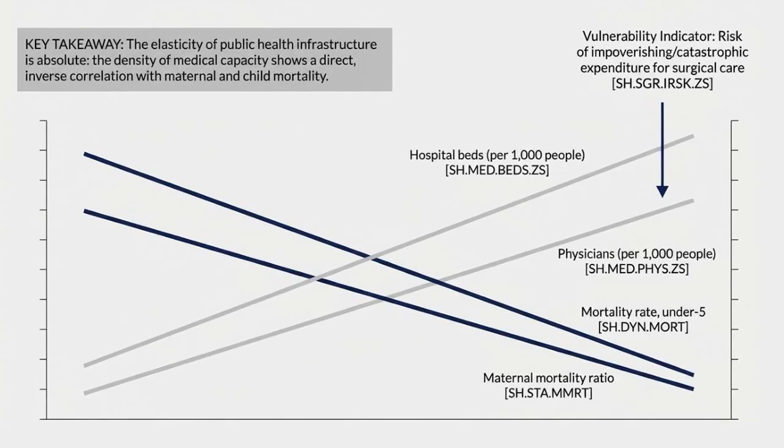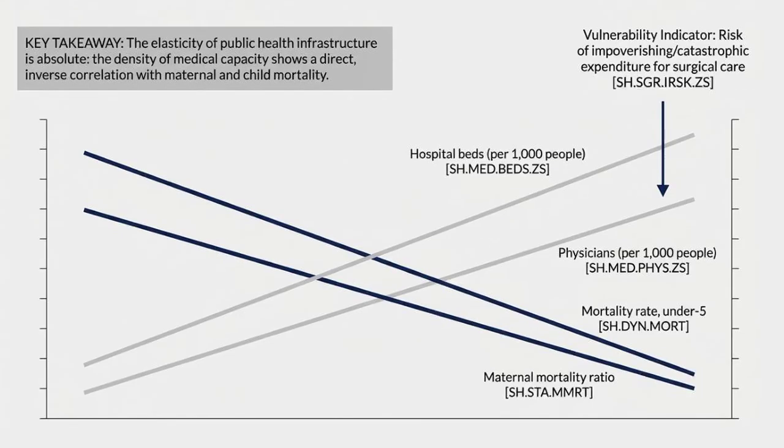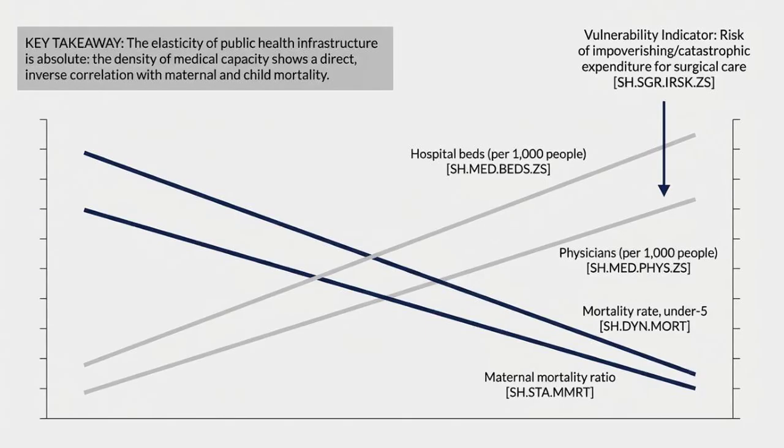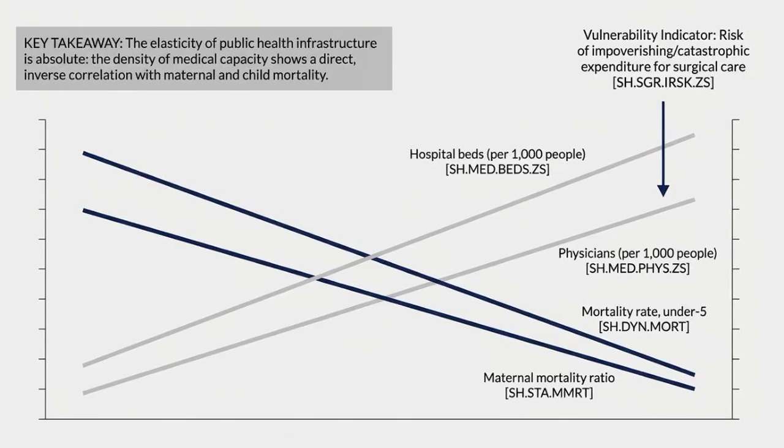Yeah. Higher density of medical infrastructure directly drives down infant and maternal death. It makes intuitive sense. More doctors and more beds available during a complicated childbirth means the mother and the baby survive. But there is a specific metric on this slide, highlighted with a directed arrow, that shifts this from a purely medical conversation to an economic one. It's the risk of impoverishing expenditure for surgical care.